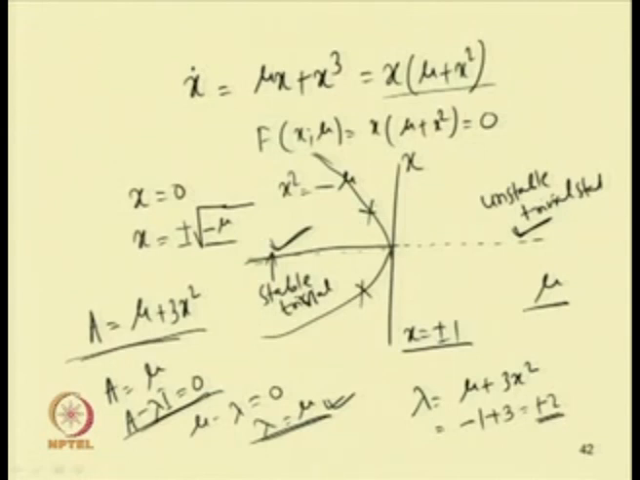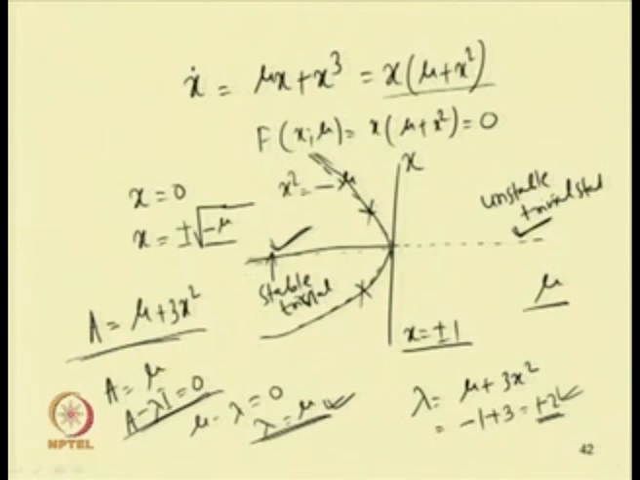Let us check it again. Lambda equal to mu plus 3x square, as I have taken mu equal to -1. Corresponding to mu equal to -1, x becomes root over +-1, so 3x square becomes 3. Then this becomes +2. As this is positive, this branch is unstable. So we have an unstable branch.